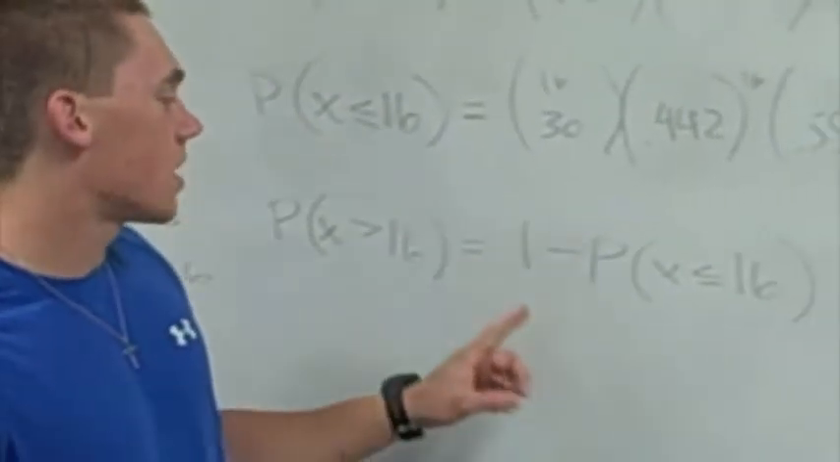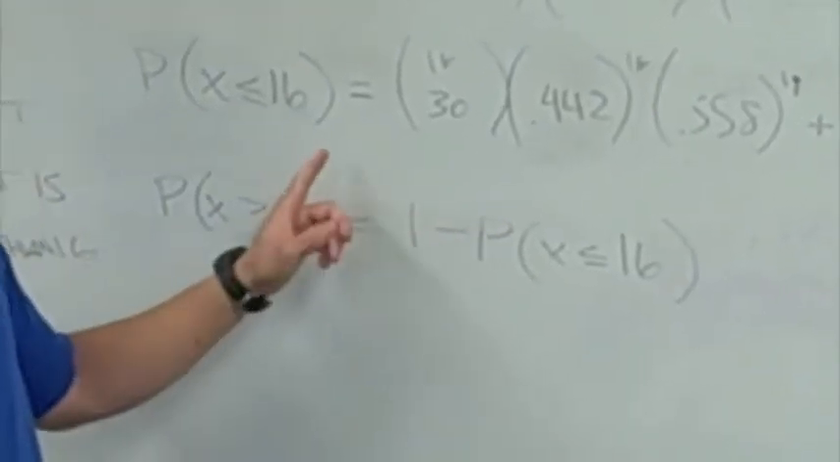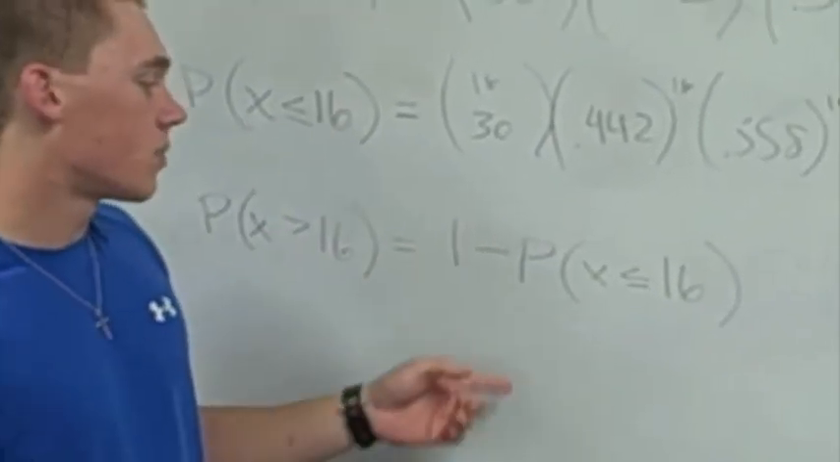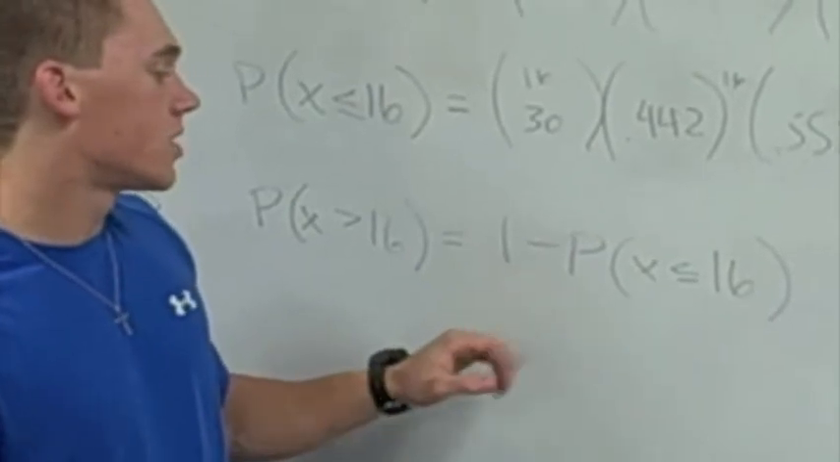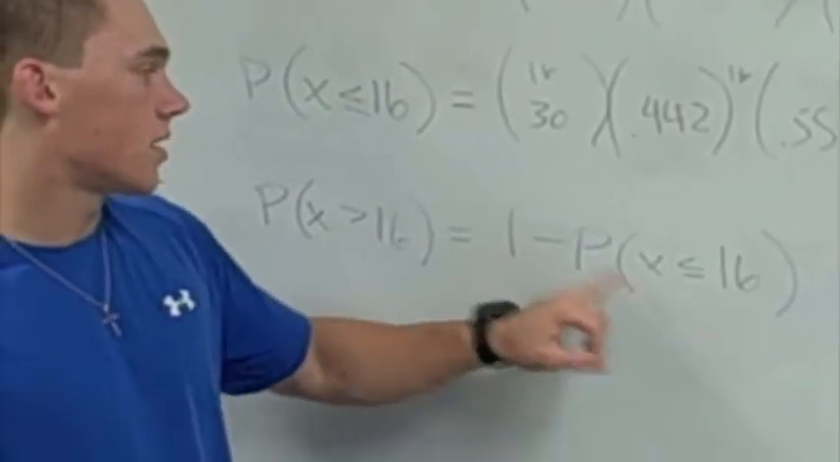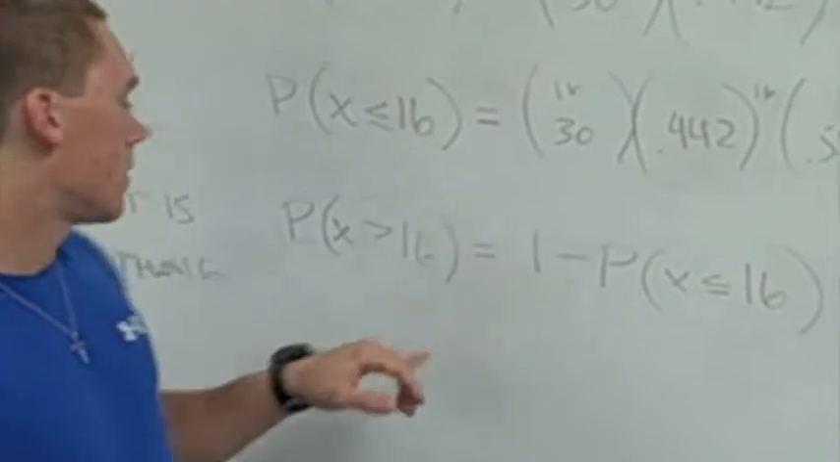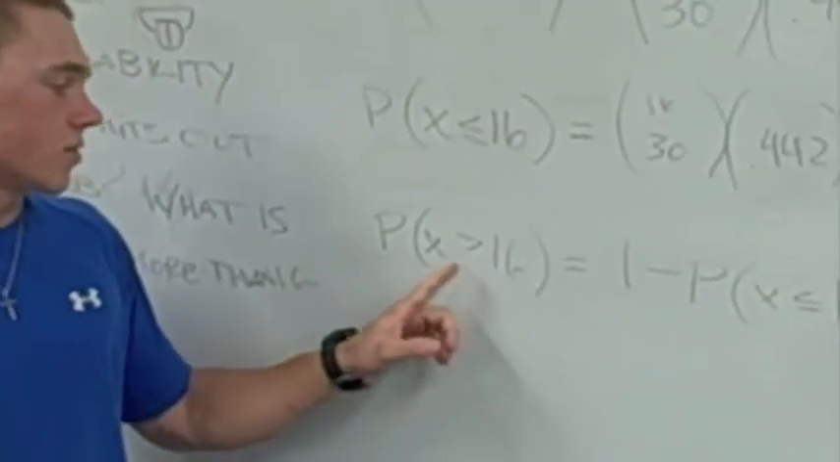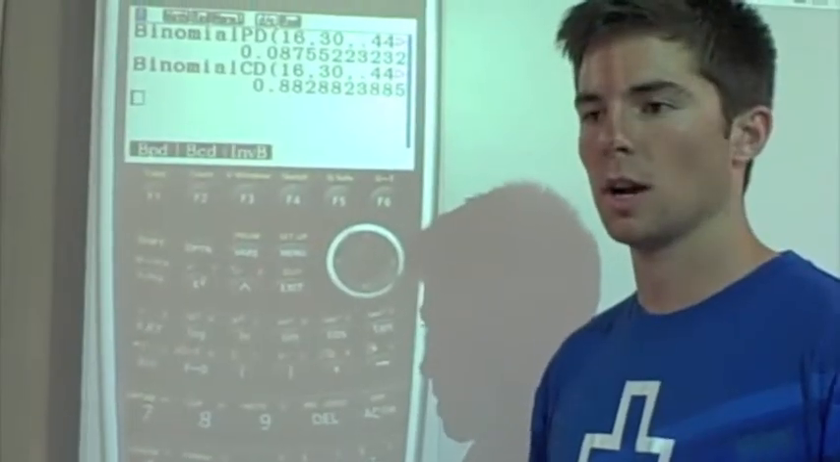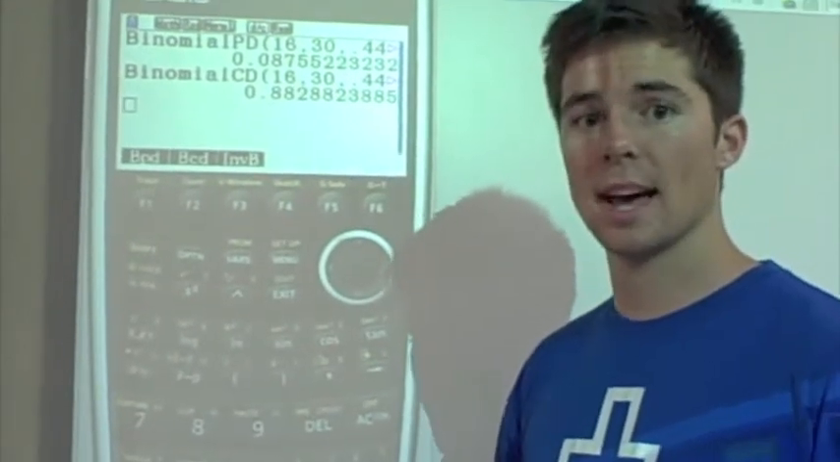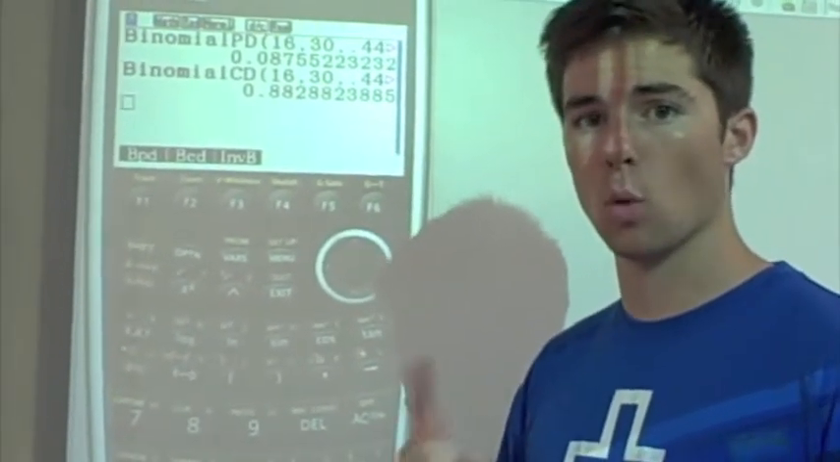Lastly, we're going to do the probability that Z gets more than 16 hits in his next 30 at-bats. What you do is you just take 1 and subtract what you did in the previous problem, because the probabilities always add up to 1. So all you have to do is subtract this from 1, and that'll give you the probability that X is greater than 16.